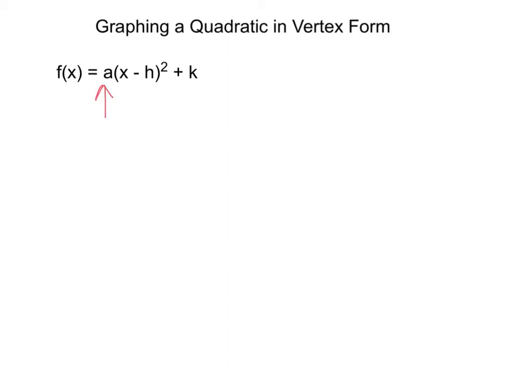This a value, if a is negative, what do you know if there's a negative all the way in front? Vertical reflection. Good. See, we're using that transformation and putting it in here. So if I have a vertical reflection of a quadratic graph or a parabola graph, what's that going to happen? Yep, my normal graph goes up. When I put a negative reflection on it, it's going to look like a hill instead of a U.